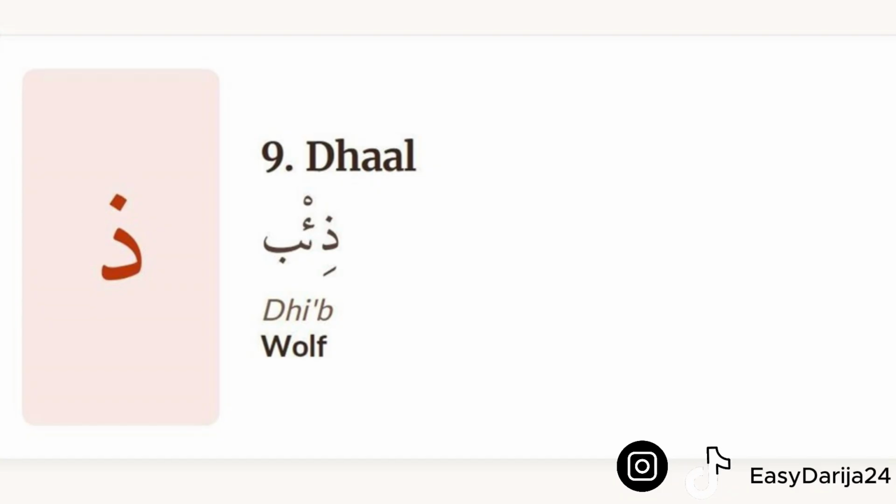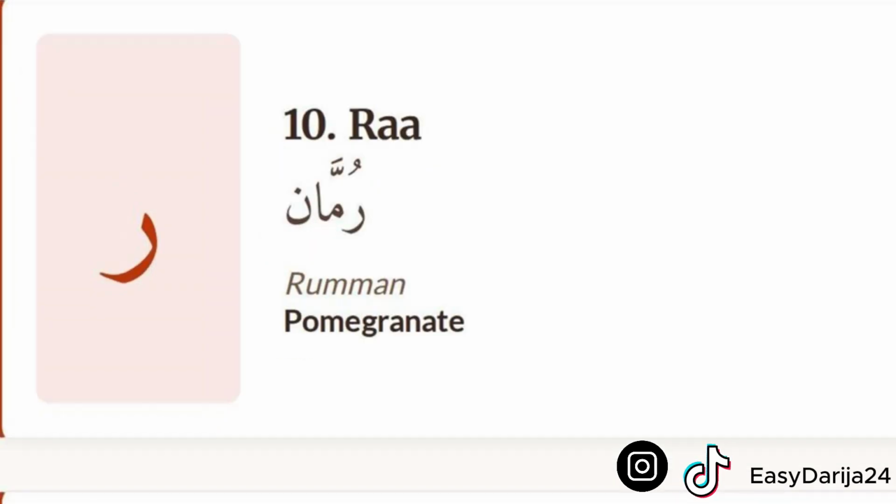We have Ra, and you pronounce it with a soft vibration of your tongue on the upper part of your mouth. Ra. For example, Roman.